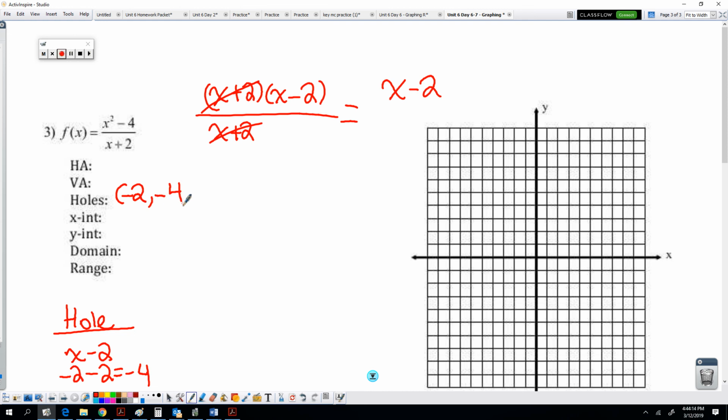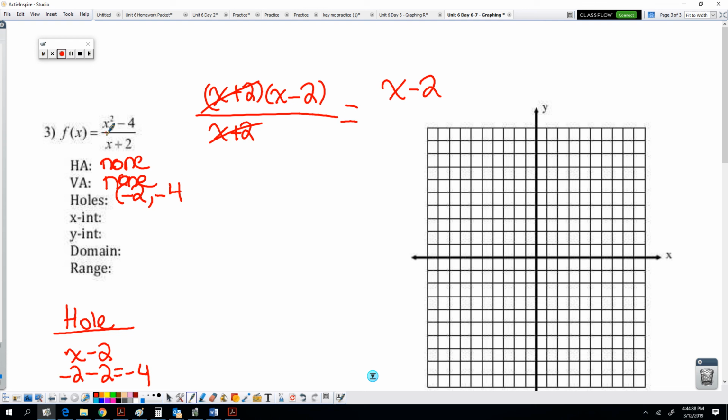So now what we have to do is look at whatever is left over, my x minus 2, and say, is there an HA or is there a VA? I'm going to say that there is none, because there is no denominator. And also, your degree on the top is bigger than the bottom. That's why there is none.